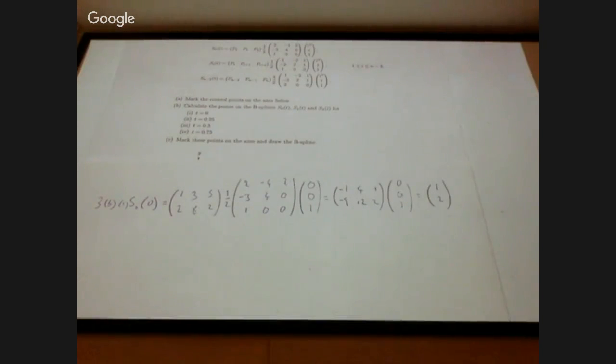Okay, so our first point on our B-spline is at 1, 2, which happens to be the same as the first control point. That's just showing the concept that when t is 0, you're at the first control point. Okay, what about when t is 0.25?